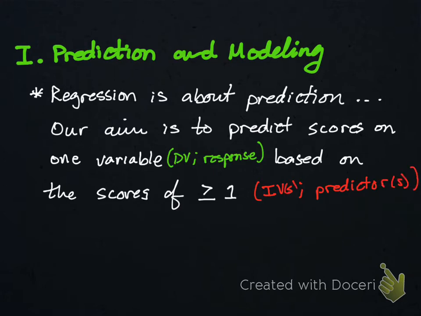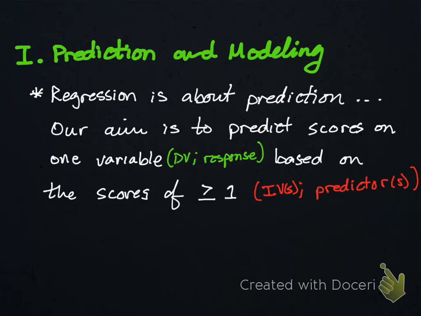I put these S's in parentheses because we don't necessarily have to have more than one predictor, and in everything we talk about in this class, we're just going to deal with one predictor, but it's conceivable that we could have more than one. So in our example of correlation just a moment ago, I treated exercise as the independent variable and well-being as the dependent variable. And so in that example, that regression line represented the prediction of scores on well-being based on the scores of exercise.